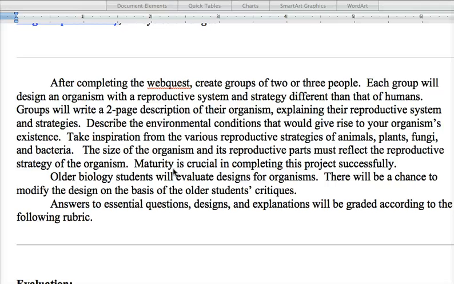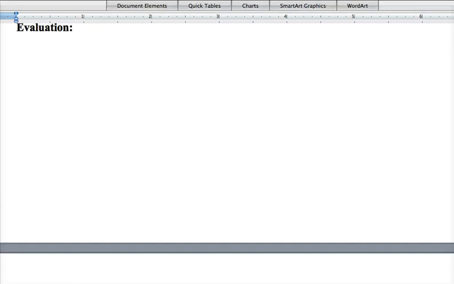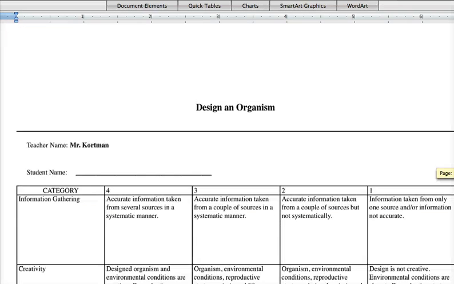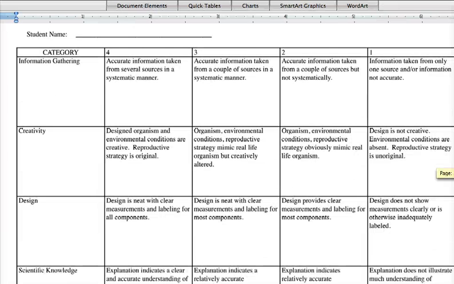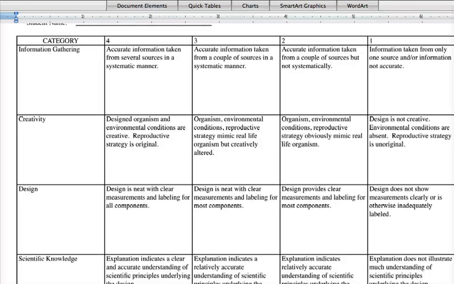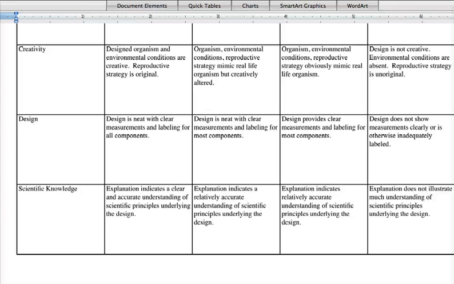A rough design will be evaluated by older biology students, and there'll be a chance to modify the design based on the older students' critiques. And then the design and the web quest will be evaluated according to this rubric, based on information gathering, creativity, design, and scientific knowledge. Maturity is also crucial to the success of this project.